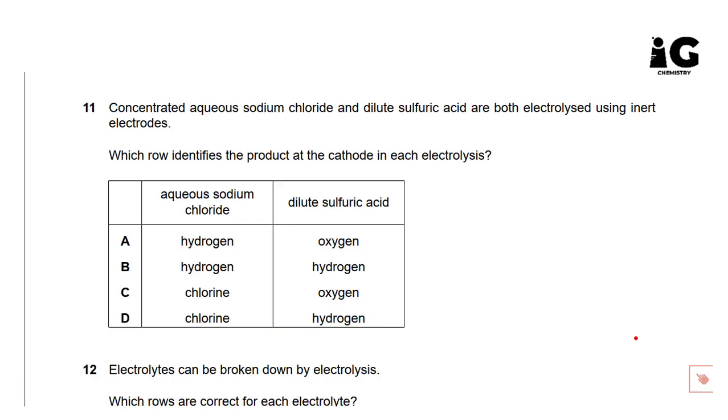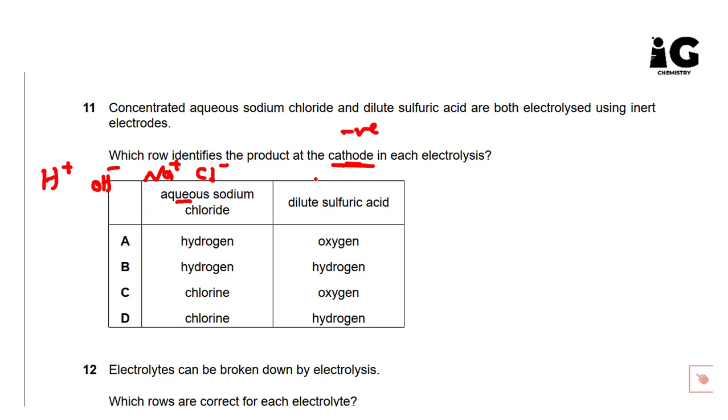Number 11, concentrated aqueous sodium chloride and dilute sulfuric acid are both electrolyzed using inert electrodes. Which row identifies the product at the cathode in each electrolysis? So here we need to focus on the cathode, which is the negative electrode. In aqueous sodium chloride, this is NaCl, Na+, Cl-, and aqueous means we also have H+ and OH-.